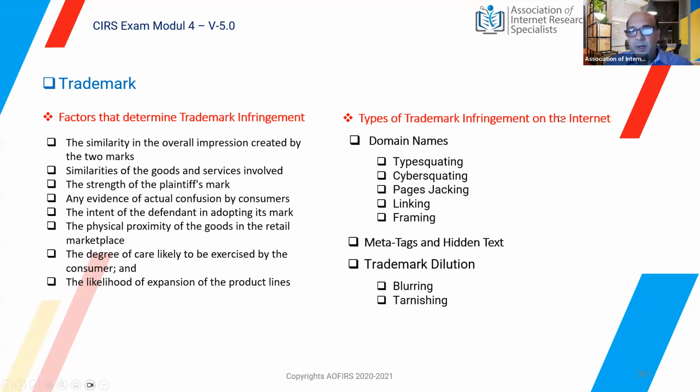The types of trademark infringements are defined here, and we are going to look at domain name infringements. For instance, there are different types of domain name infringement, such as typo squatting, cyber squatting, page jacking, linking and framing. Linking and framing is similar to the copyright infringement we saw earlier. So linking and framing are the same terminologies, but page jacking, cyber squatting, and typo squatting is something we will look at also. Then there is something called meta tags and hidden text.